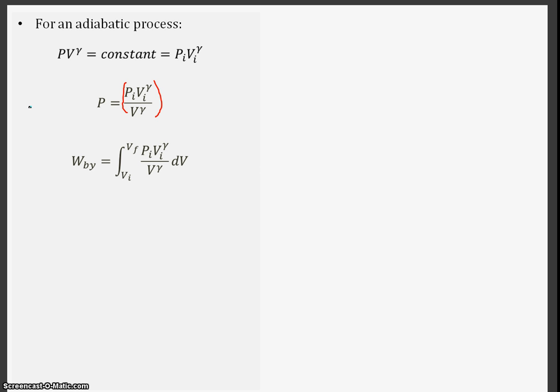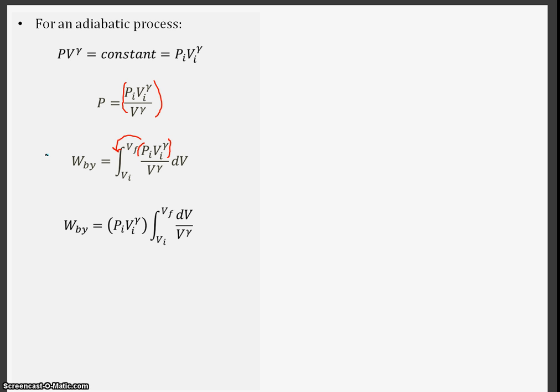Okay, the integral from V initial to V final of P initial, V initial to the gamma over V to the gamma dV is the work by the gas. The term on top is constant, it only depends on your initial conditions, so you bring that outside of the integral like that, and you get that. And so it becomes a very, very simple integral. You can look it up in a table if you don't know it by heart.